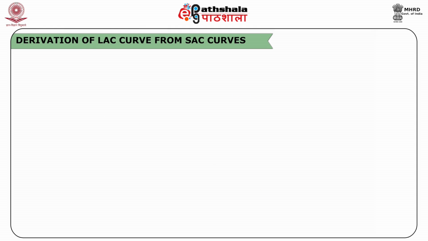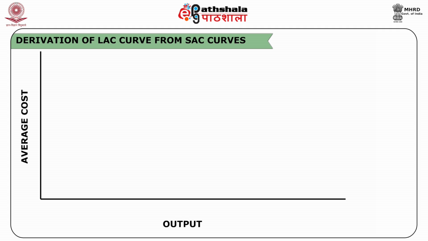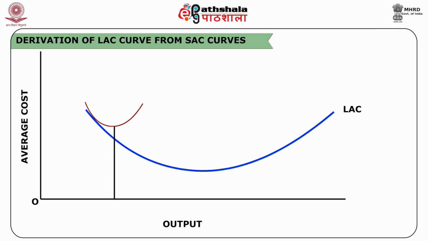Let us now understand how LAC curve is derived from SAC curves. The long-run average cost curve, or the LAC curve, is the locus of points denoting the least cost of producing different levels of output in the long run. In the figure, we have measured average cost along the y-axis and output along the x-axis. If the firm decides to produce OQ1 level of output, then it will choose the plant size SAC2 and not SAC1. If the demand for the firm's output increases to OQ3, then the average cost starts increasing along the plant SAC2 and the firm decides to set up a larger plant size SAC3 to minimize its average costs of production in the long run.